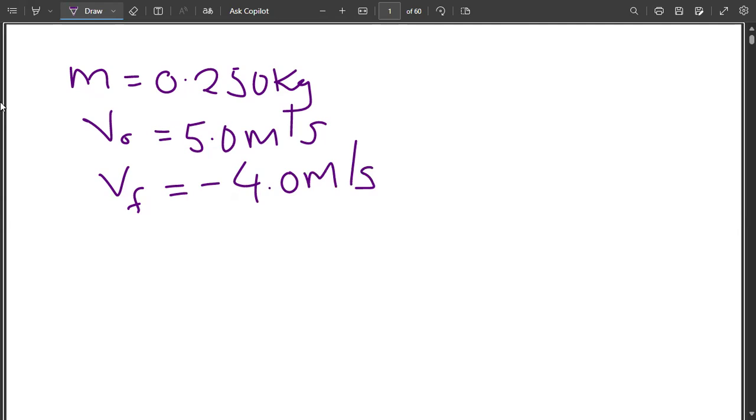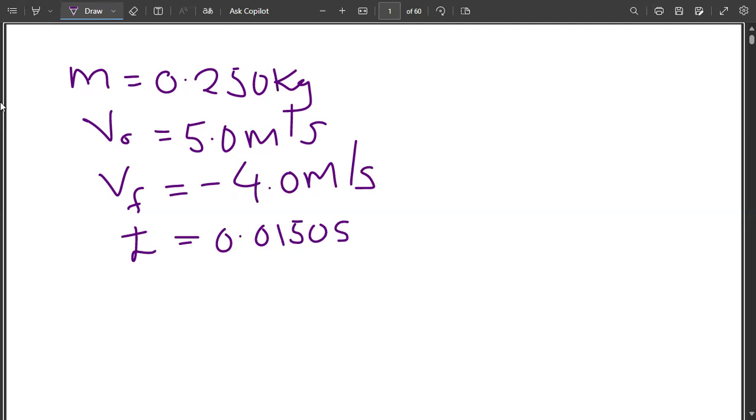They've also given us the time frame in which the ball is in contact with the wall. So we're going to say the change in time, or delta t, is equal to 0.0150 seconds, like that. Okay, so we've been told to calculate the average force that is produced when the ball is in contact with the wall.